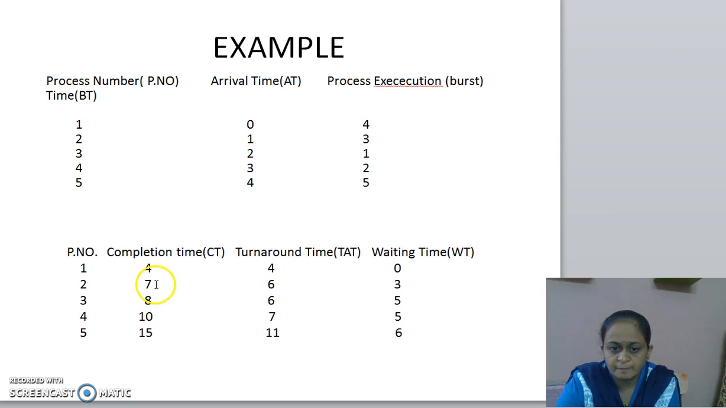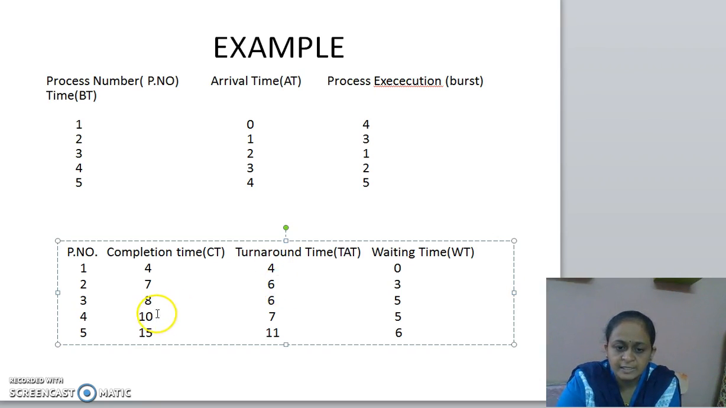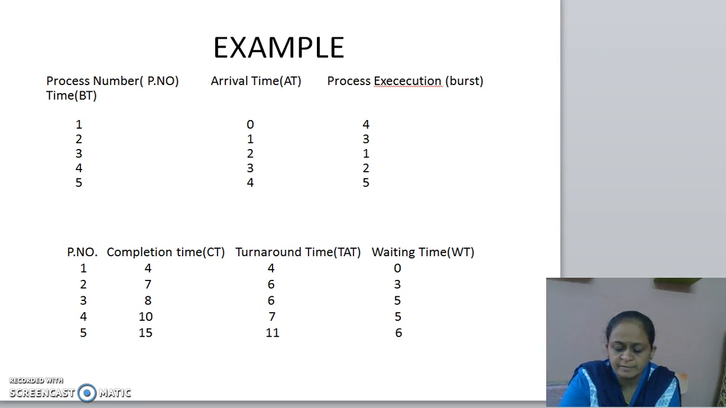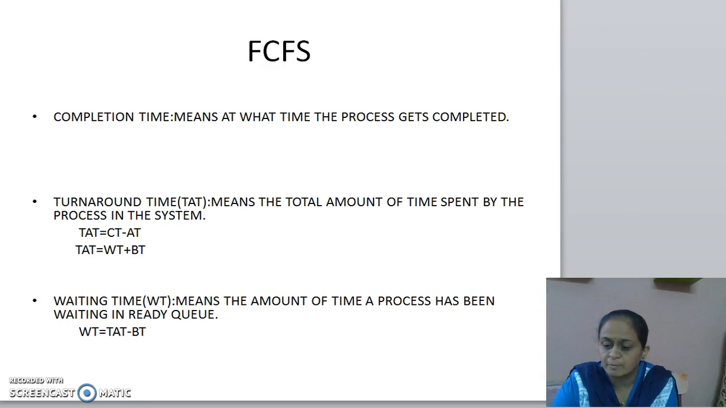Similarly, for process 2, 7 is the completion time and the arrival time is 1, so the turnaround time is 6. Similarly, for process P3, 8 minus 2 is 6. For process 4, it is 10 minus 3, which is 7. For process 5, it is 15 minus 4, which is 11. So this is the turnaround time. Turnaround time is the total amount of time spent by the process in the system. And now we'll consider the waiting time.